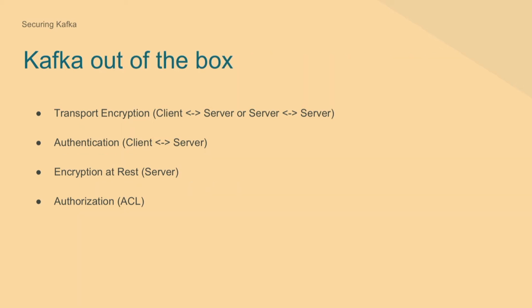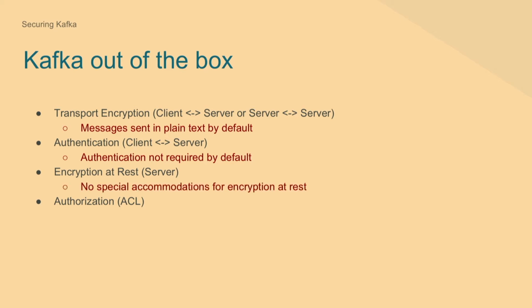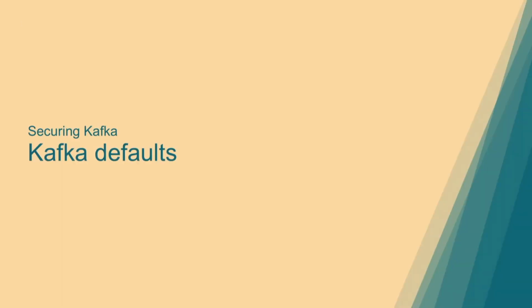So out of the box, just within each of these, for transport encryption, all messages are sent in plain text by default. Authentication, there's no authentication required by default. Encryption at rest, there's no special accommodations made within Kafka for it. We'll talk about what options there could be. And then for authorization, again, open by default. So let's take a look at some of these.